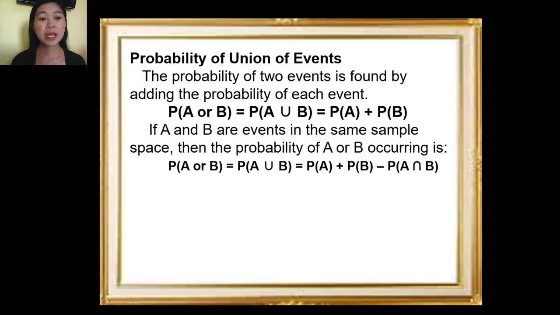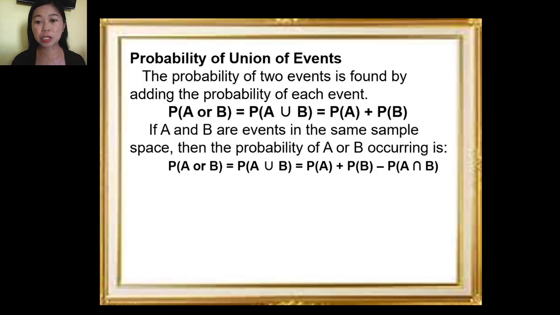Another one is, if A and B are events in the same sample space, then the probability of A or B occurring is: probability of A or B is equal to the probability of the union of events A and B, which is equal to the probability of A plus the probability of B minus the probability of the intersection of A and B. So for the second formula, gagamitin natin ito kasi nakalagay dyan, if A and B are events in the same sample space.